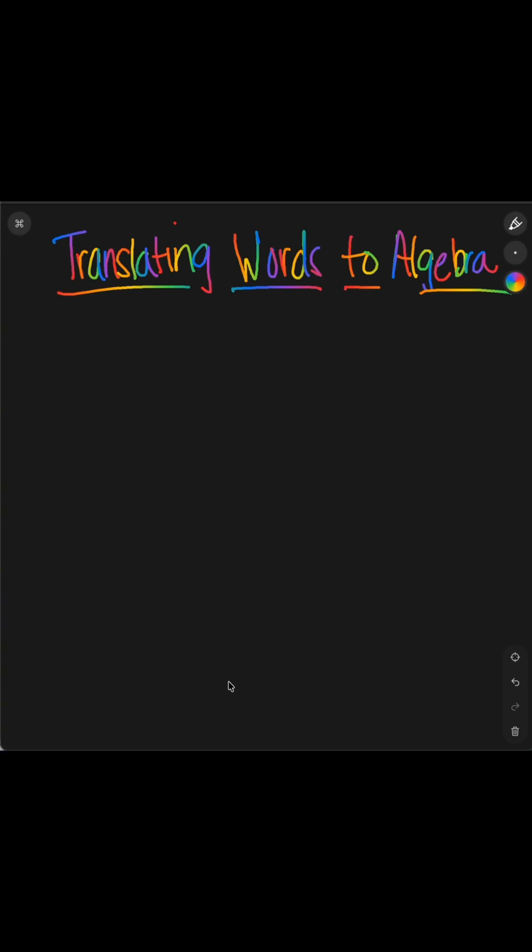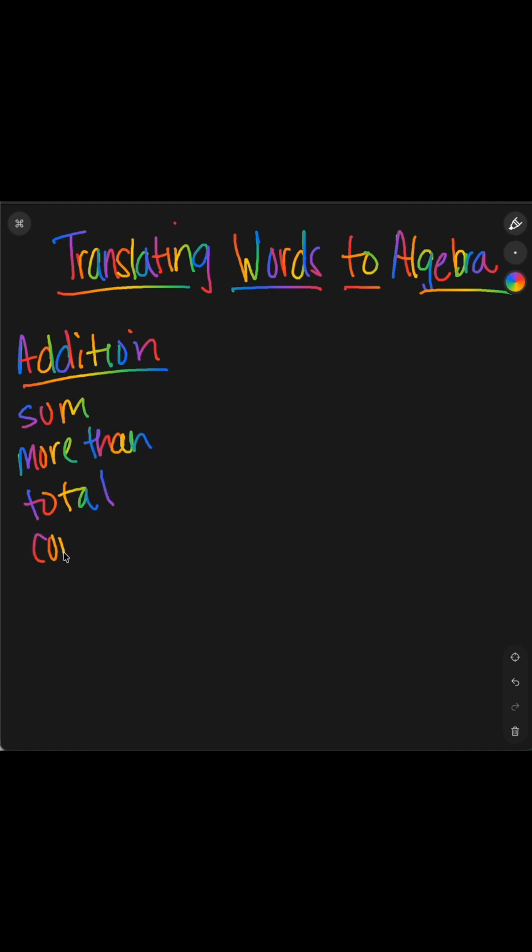So here's some key phrases that you need to know. If you hear any of these words, it means that we're adding. So sum, more than, total, combined, increased by. This isn't everything, but these are just some of the words. So if you see any of those words in a sentence, you know you're going to be adding.